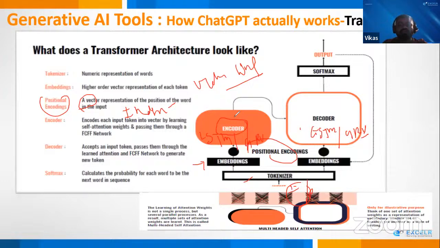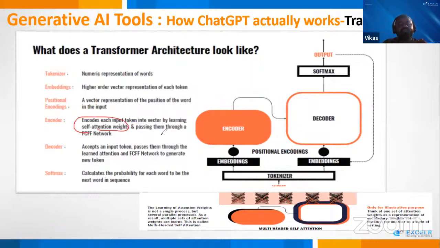Then along with the positional encoding, guys, it will be passed on to this layer. This is the backbone of this, which is called the encoder. Now the encoder will try to process the information. They will try to have a self attention, process the self attention layers, and they will try to pass it to the feed forward network. Try to understand what is there in the encoder.